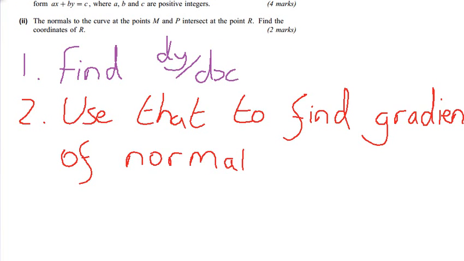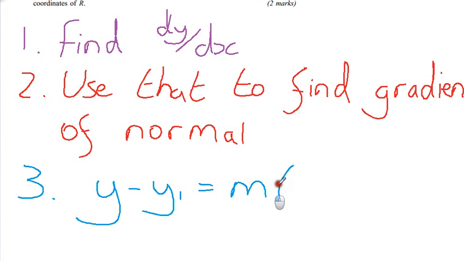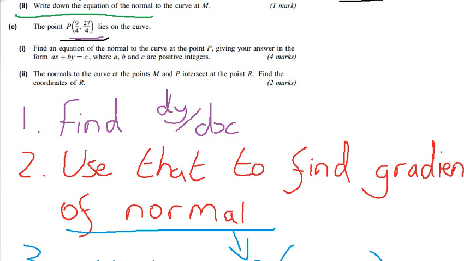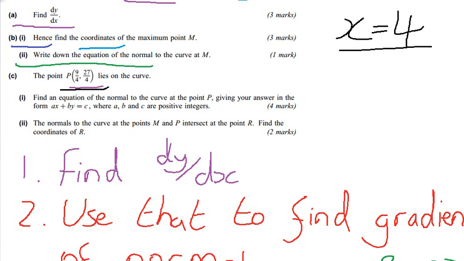Okay, and our third point is to then put it in to y minus y1 equals m times x minus x1. So our gradient of the normal is going to be m, and y1 and x1 is going to be our point P, which is 9 over 4 and 27 over 4. That's going to be our x, that's going to be our y. So let's start off. Let's find dy dx, the gradient at this point.